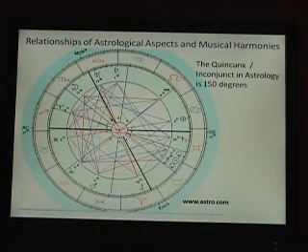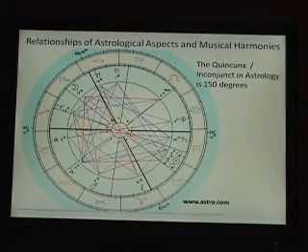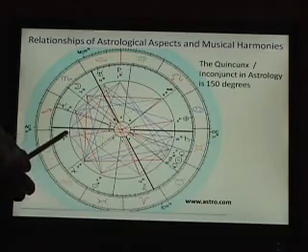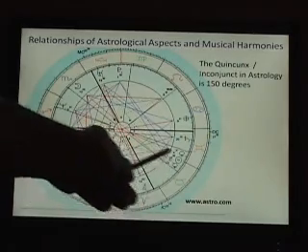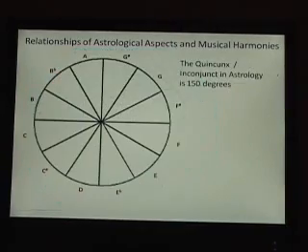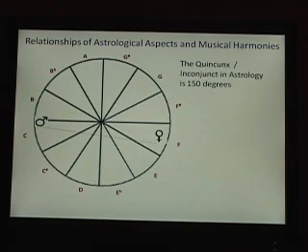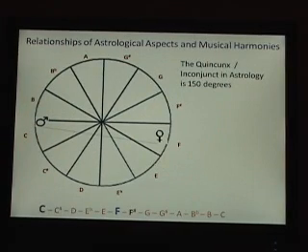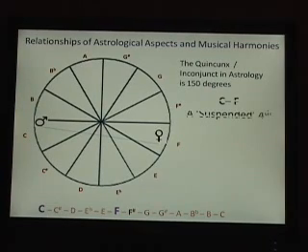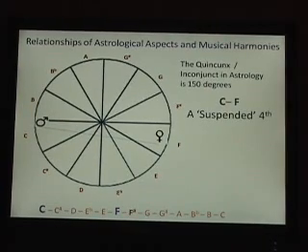Now here's the quincunx, also called the inconjunct, which you can see by the green dotted lines. Like for instance, between my ascendant to my sun is a quincunx, and that's 150 degrees, which will look something like this. 150 degrees, and it will be 5 steps, so it will be the C to the F. Now that sounds like this, a suspended fourth.